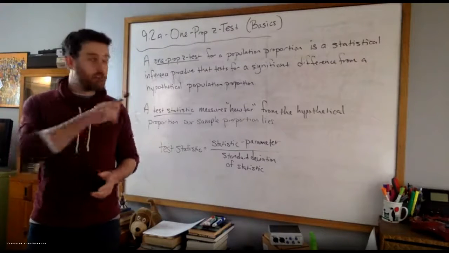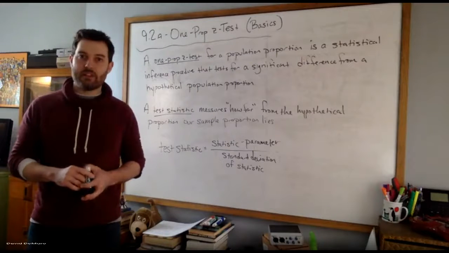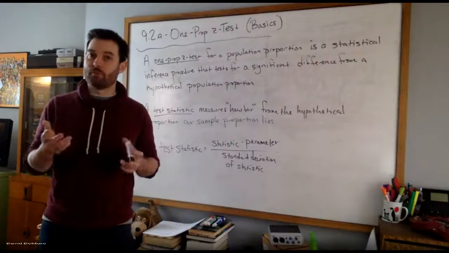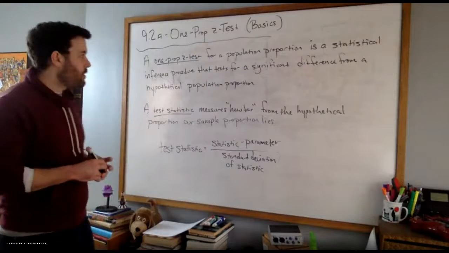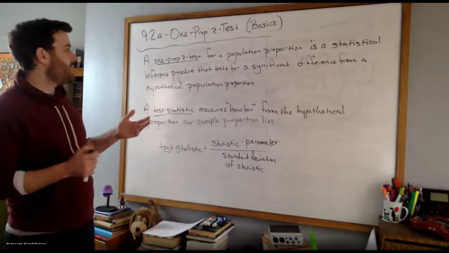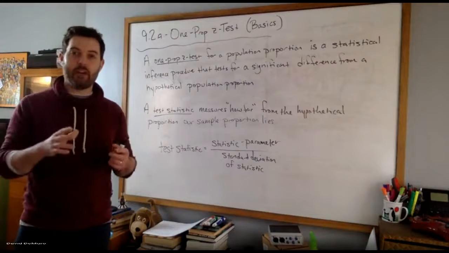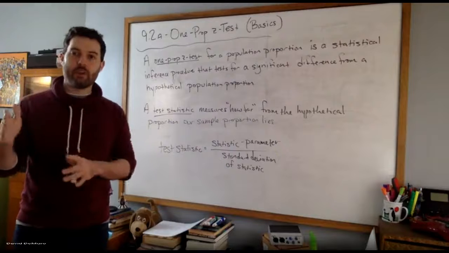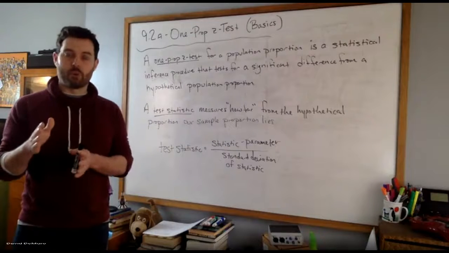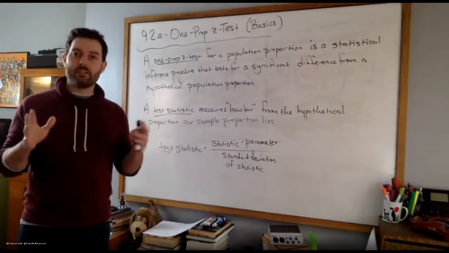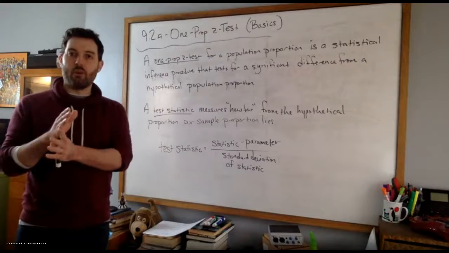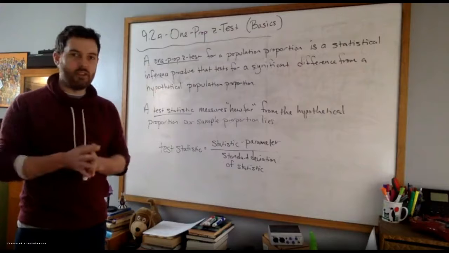Hey there. So in this video, we're going to take a look at some of the basics of an inference procedure called a one-prop z-test, or a one-proportion z-test. So what that is, it is a test that we use to compare our observed sample proportion to a hypothetical population proportion. And that gives us evidence on whether our original hypothetical proportion was correct or not, essentially.